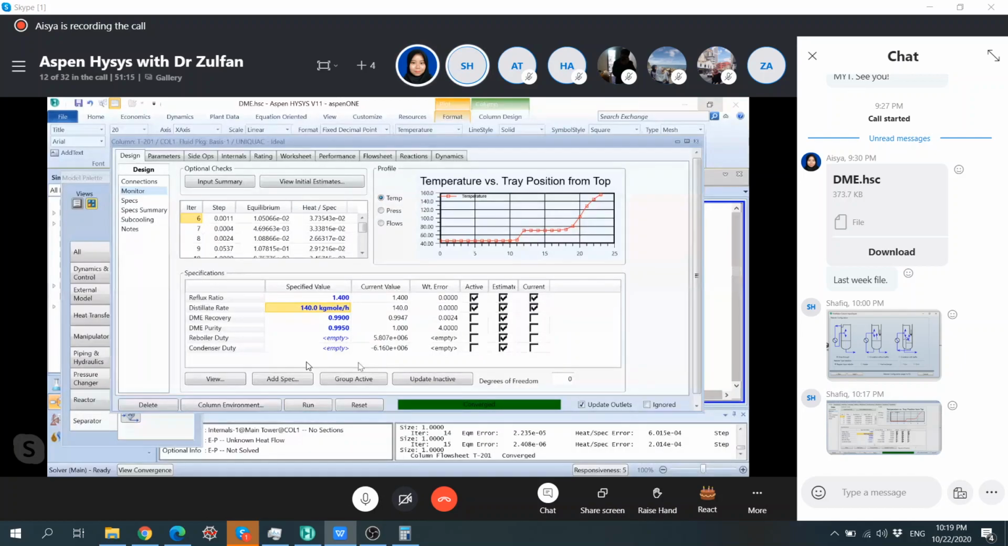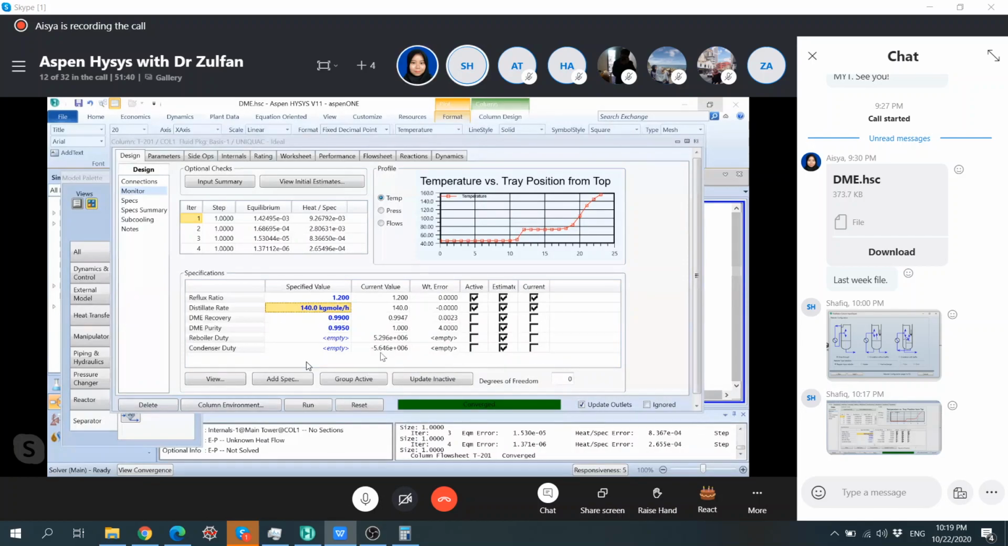In this case, you could also play with the reflux ratio. Say, for example, you reduce the reflux ratio to 1.2. Can we still get what we want? Yeah, we can still get what we want. And then you can see the condenser duty and the reboiler duty have decreased by a number.